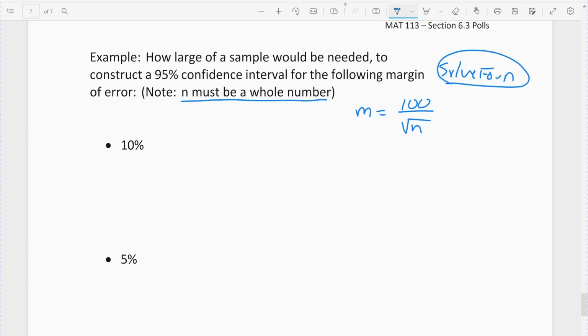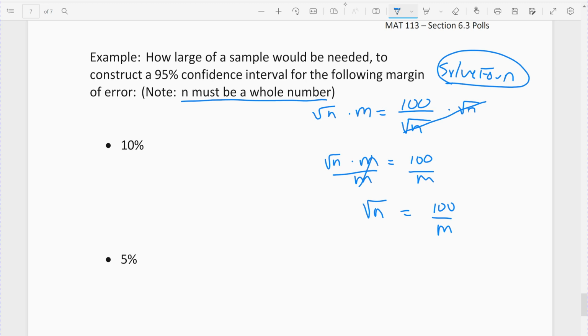So this is algebra here. First thing I have to do is unbear the n. To unbear the n, I'm going to multiply both sides by the square root of n. That gets rid of the square root of n on this side, so I've got the square root of my sample size times my margin of error equals 100. I want to get rid of the m, so I'm going to divide by m, and that gets rid of the m. So now I've got the square root of n equals 100 over my margin of error.